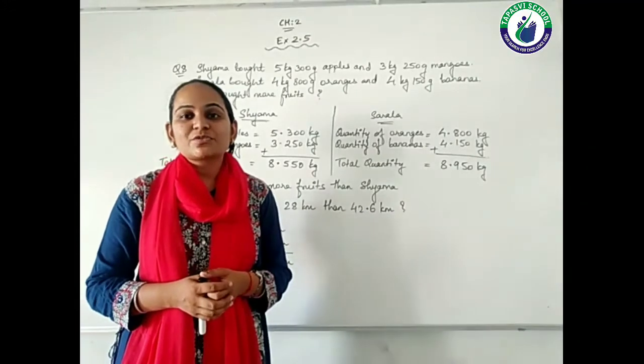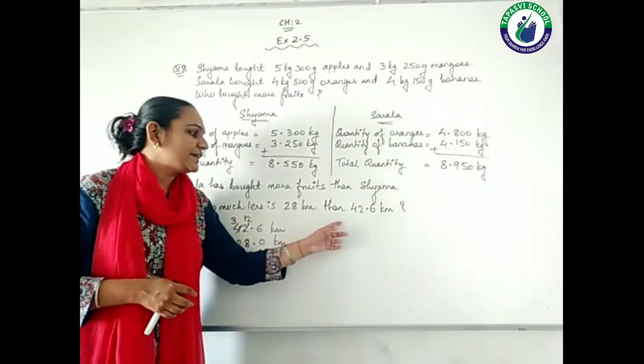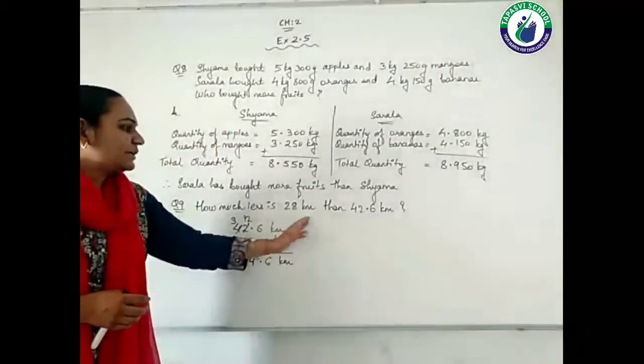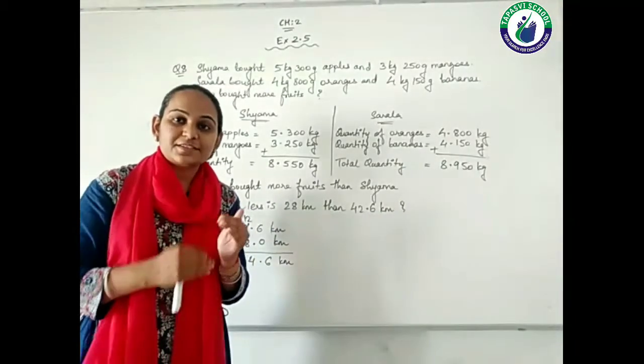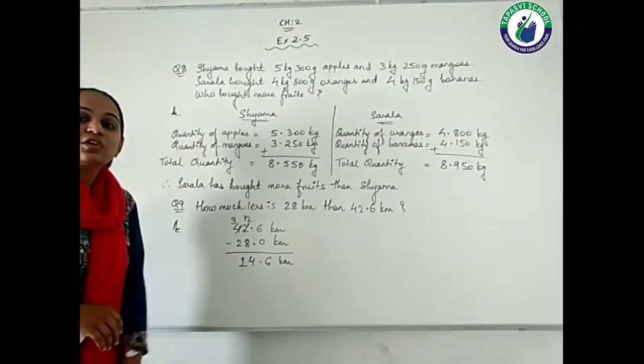Moving on to the last question, students, of this exercise, that is, how much less is 28 km than 42.6 km? That means less means we have to subtract, right? So 42.6 minus 28.0 km.